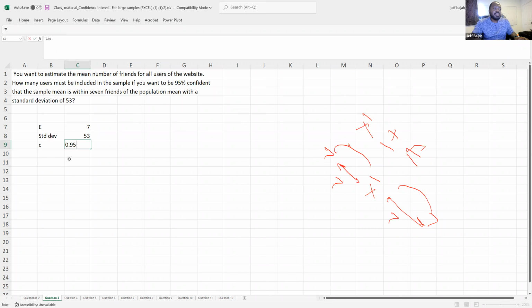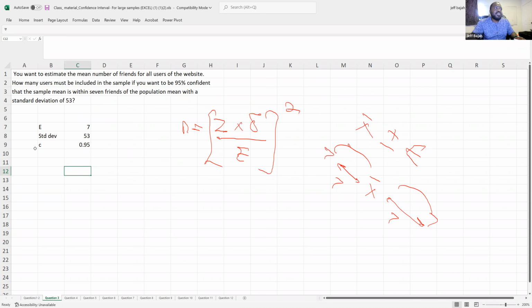And then we are told that we are 95% confident. Now, what we're not given here is the Z value, but we know the formula. Remember, the formula for your sample size is your Z value times your standard deviation, over your E, and this is squared. So this times the standard deviation over your margin of error, and this is squared.